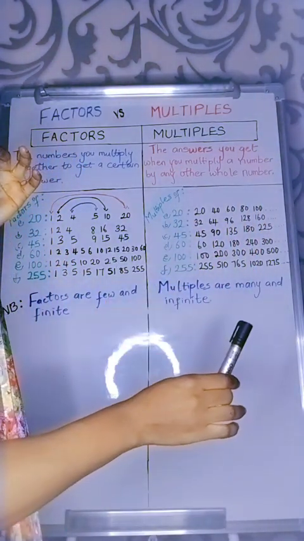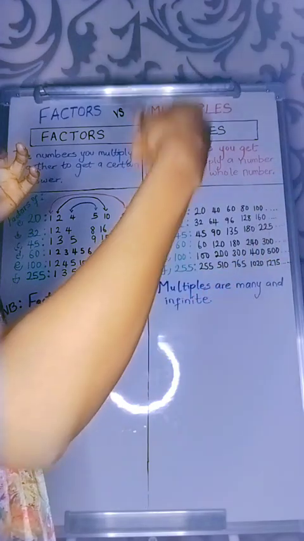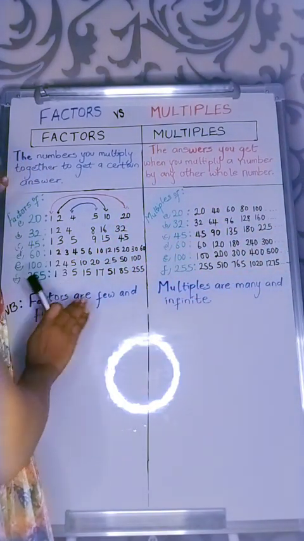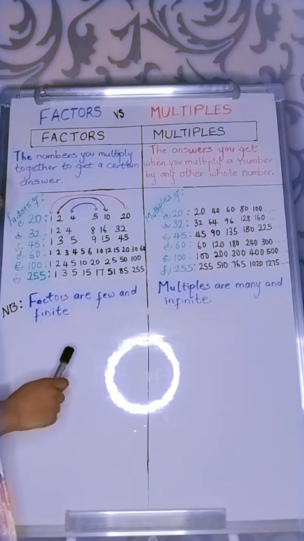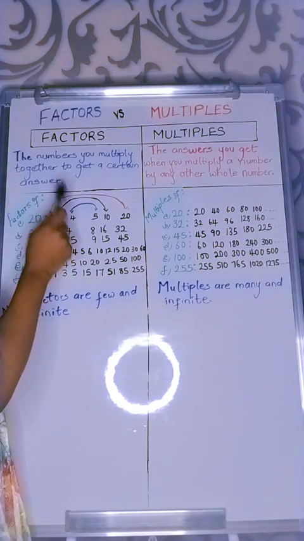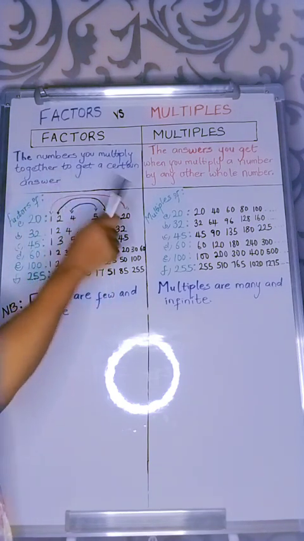Multiples are infinite. It goes on continuously. It doesn't stop. All factors are finite. So let's go into examples. Factors of 20: we have 1, 2, 4, 5, 10, and 20.